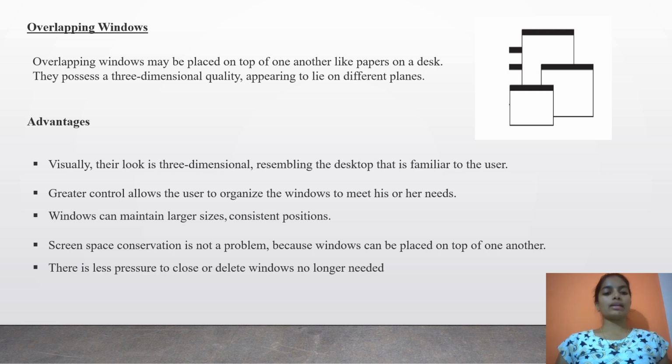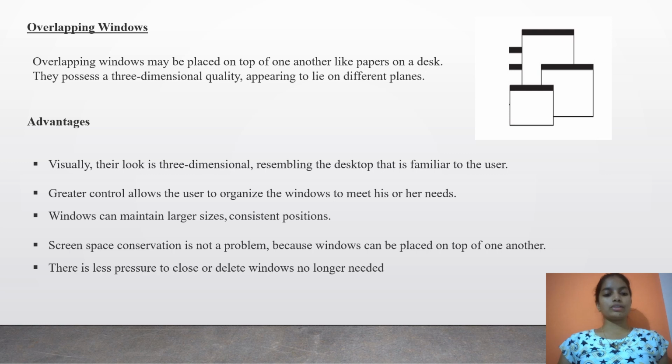Windows can maintain a large size and consistent position. Where tiled windows will be smaller in size, these will maintain a large size and the positioning of the windows. Screen space conservation is not a problem because windows can be placed on top of one another. So there is no problem in the overlapping window, because one window can be placed on another window.